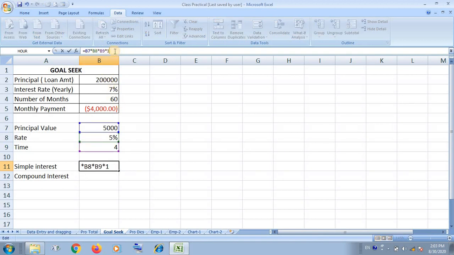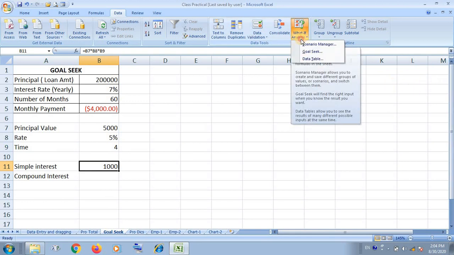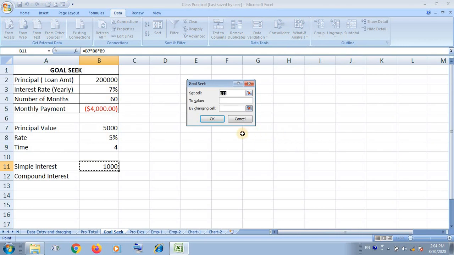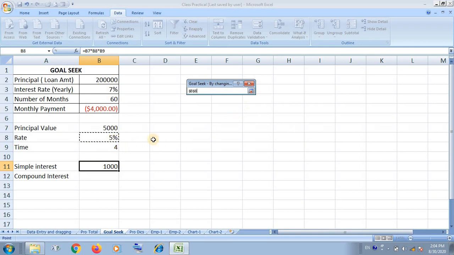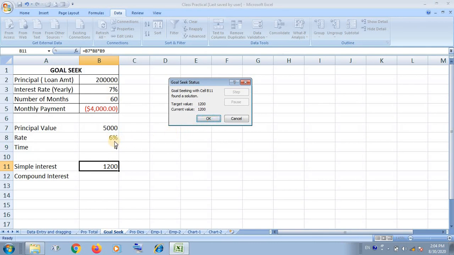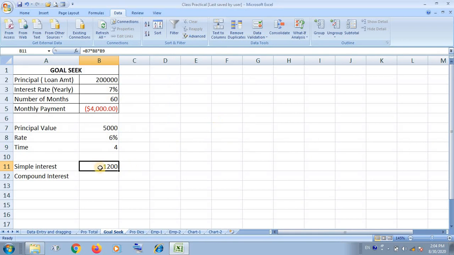Okay, come to the changing using Goal Seek. We are here changing the Goal Seek value. Okay, let's start. I want to adjust this amount to 1,200 in place of 1,000. Then I have written here 1,200, and I want to adjust this value by selecting the cell address of the interest rate. You are looking here 6% has been done, and then it has calculated the 1,200.